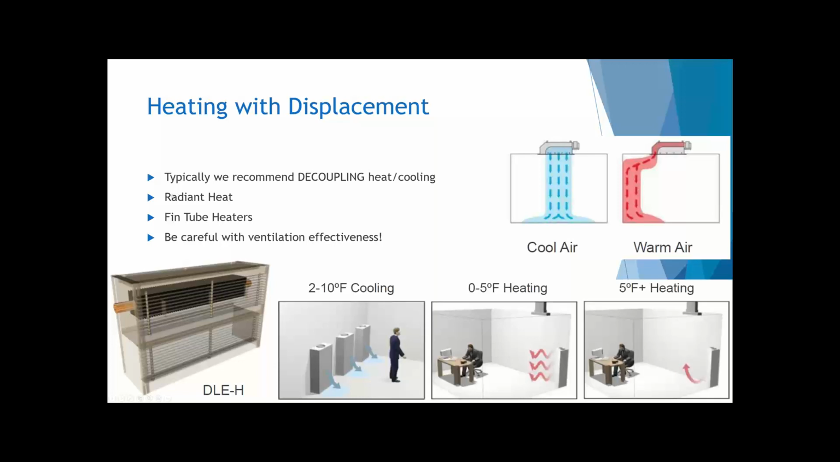You end up with, we would recommend a radiant heat method like the TWA Radiant Panels we mentioned before. You could do something like a fin tube radiant heater, and that's going to use natural convection, but even that will still send the hot air into the high part of the space. There's some other methods we could look at, but this is the gist of it. Just be careful with heating in displacement ventilation, and the ventilation effectiveness that results from it.